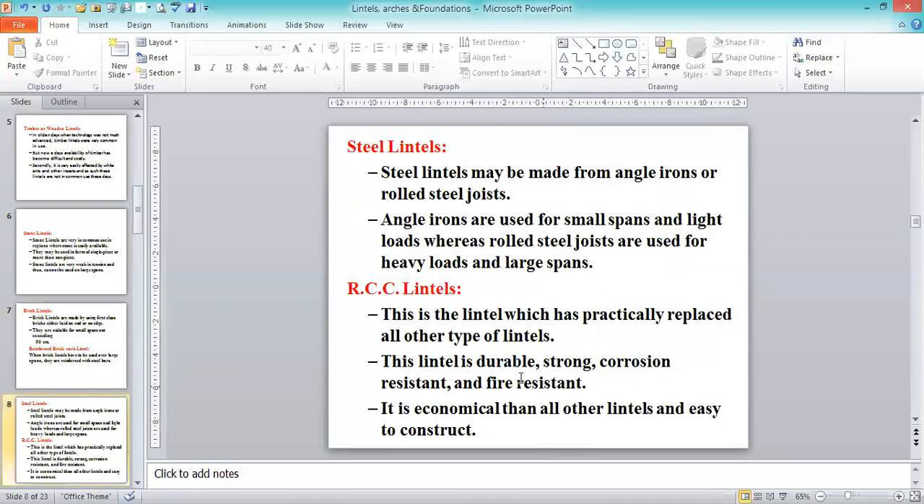Then the steel lintels. Steel lintels may be made from angle irons or rolled steel joists. Angle irons are used for small spans and light loads, whereas rolled steel joists are used for heavy loads and large spans.